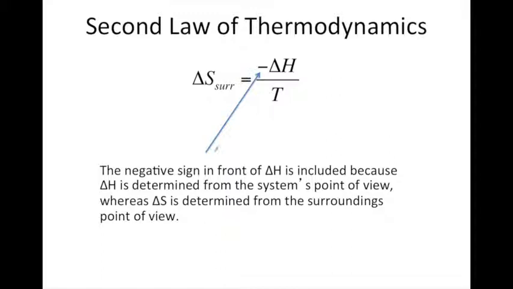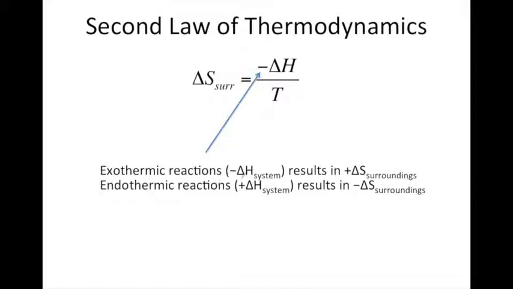The negative sign in front of the enthalpy is included because the enthalpy is determined from the system. We always talk about the enthalpy from the system's point of view, whereas delta S here is determined from the surroundings' point of view. So in other words, a negative delta H of the system, an exothermic process, results in a positive entropy change, because of that negative sign. And endothermic processes, which are positive delta H's, result in a negative delta S of the surroundings. And we just explained why that was.